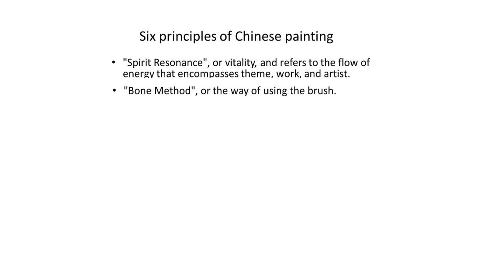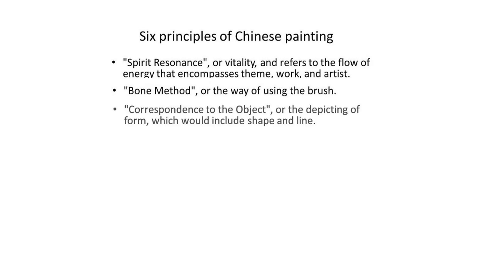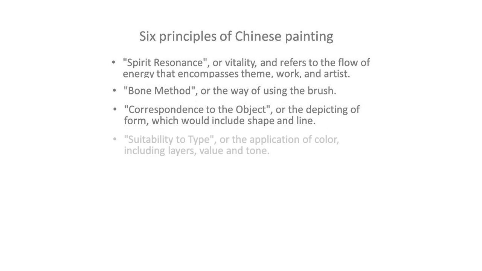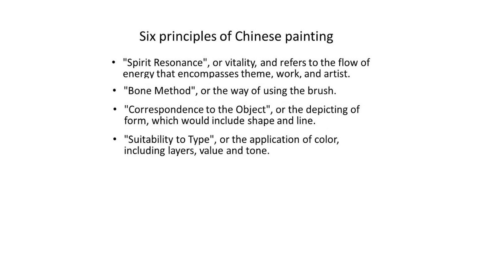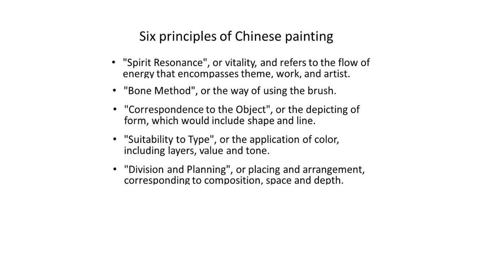Number 2 is the bone method, or the ways of using the brush. Number 3 is correspondence to the object, or the expression of form. Number 4 is suitability to type, or the application of color, including layers, value, and tone. Number 5 is division and planning, or the placing and arrangement. This corresponds to composition.